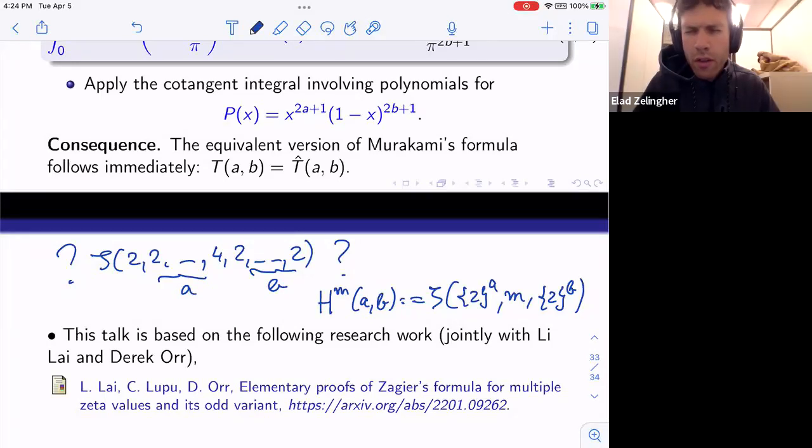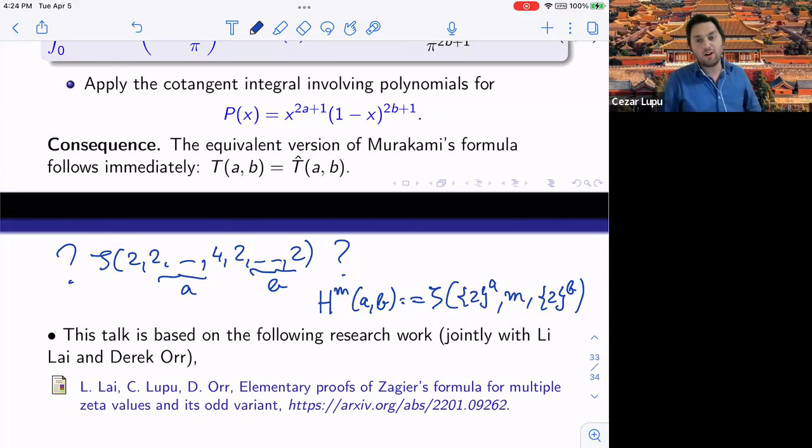So it currently doesn't seem that it just follows directly from your method? No, we don't see that. That would be amazing, but at this point, the best we can do is just to derive Zagier's formula and Murakami's formula. Okay, I see.